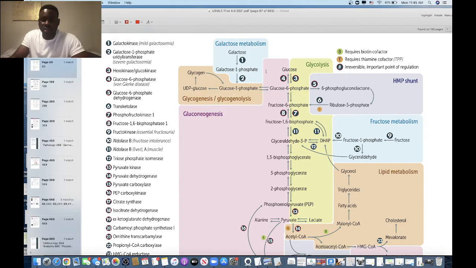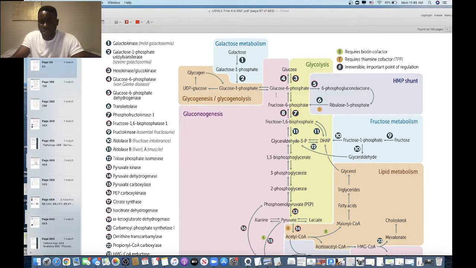So let's do a brief overview of this. Now we have glucose here, as you can see. Glucose can be broken down through all these pathways. That's what they want us to know, and then they want us to know some of the enzymes that are involved in this part.